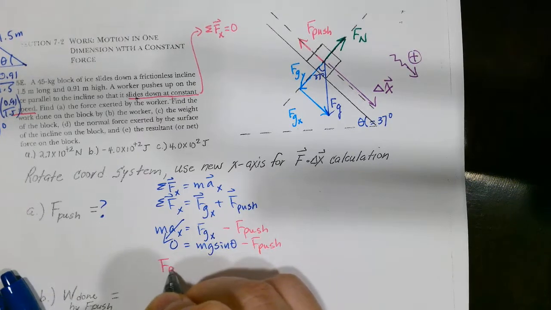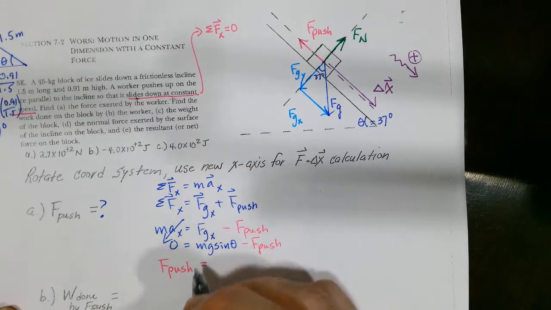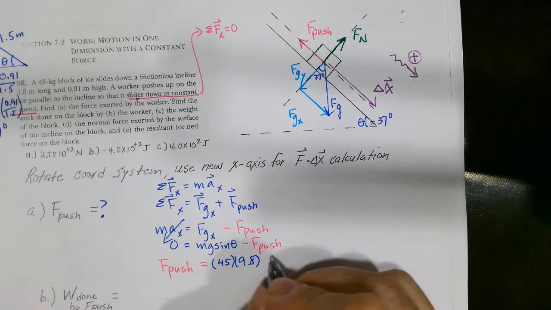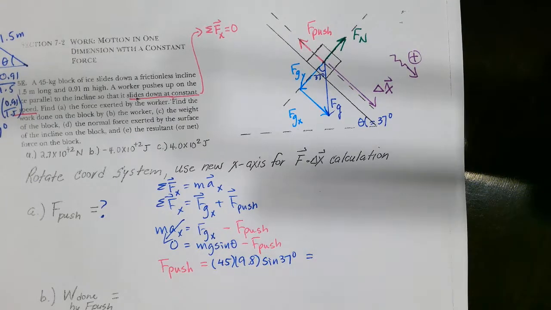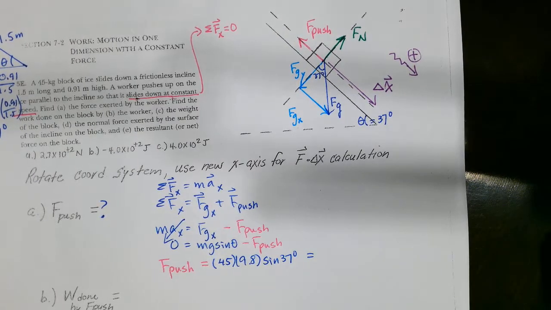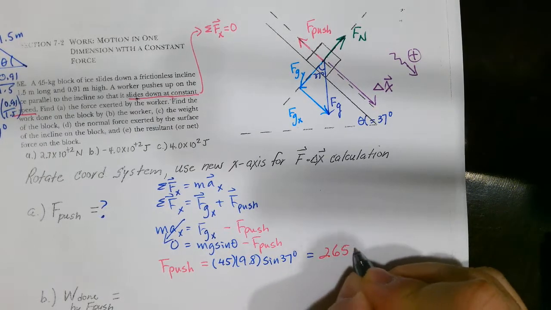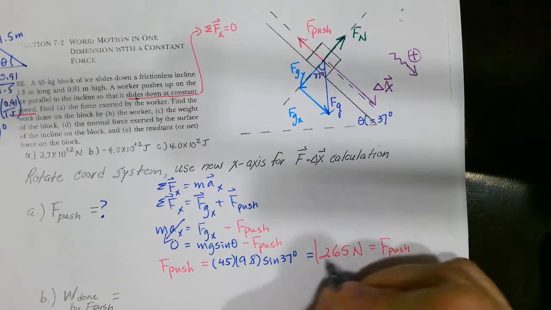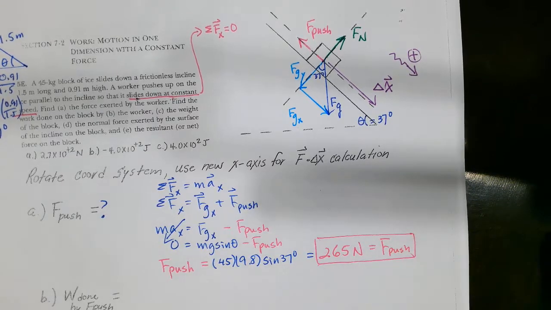So my F push is equal to 45 times 9.8 times sine of 37 degrees. That comes out to 265 newtons for my F push. All right.